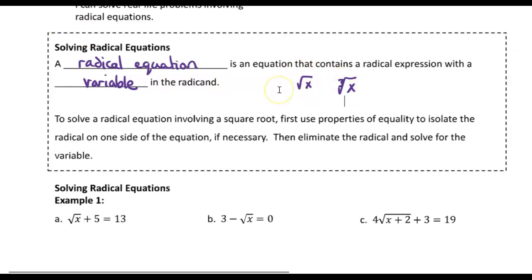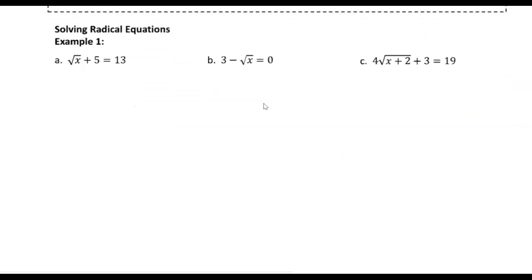So to solve a radical equation involving a square root, you first isolate the radical on one side of the equation if necessary, and then you eliminate the radical and solve for the variable. So what that means is, here's your square root of x. You isolate it, meaning you get it by itself first. So you subtract the 5, and you get square root of x equals 8.